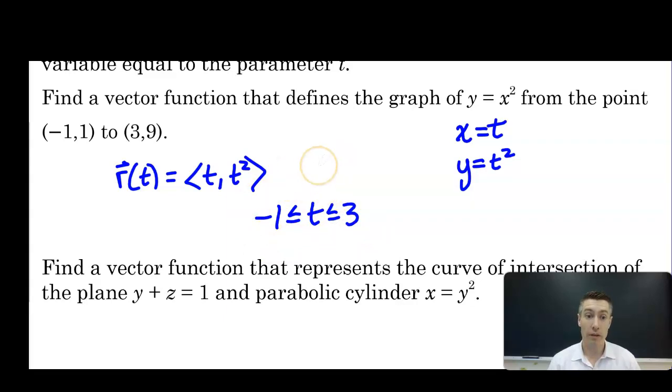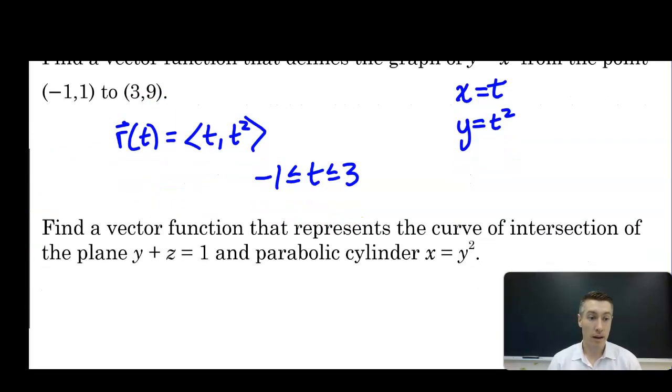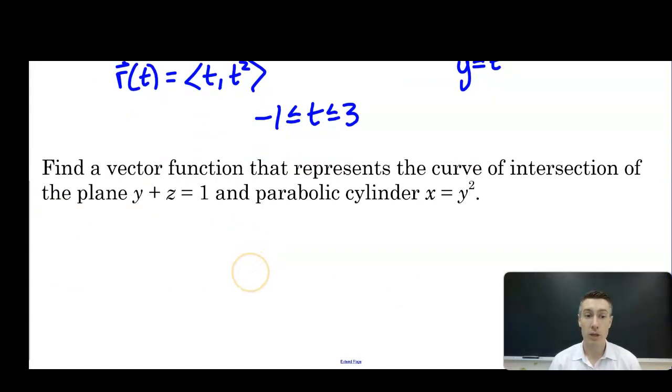Right? And talking about the different tools that this opens up, if we were to integrate this vector function, then this interval would provide us with bounds of integration. Now stepping that same idea up into 3 space, find a vector function that represents the curve of intersection of the plane y plus z equals 1 and the parabolic cylinder x equals y squared.